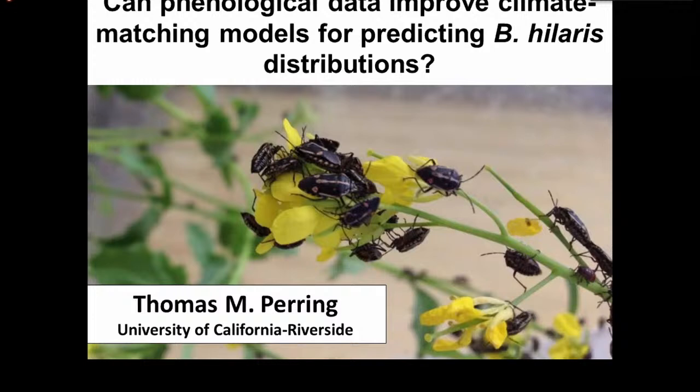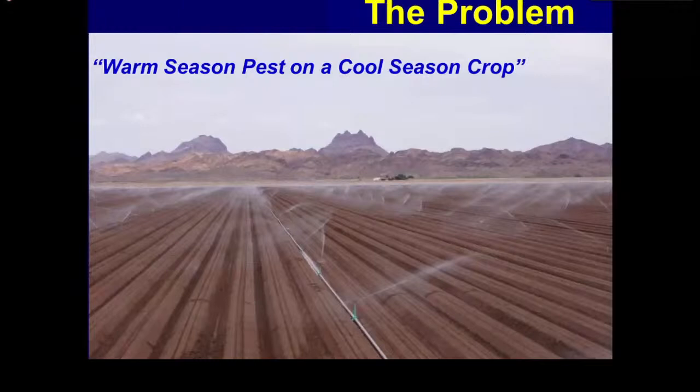I'm asking a question today from really an applied entomologist's perspective. Can we use phenological data to improve climate matching models for predicting Bagrada hilaris? Let me tell you a little about this insect. Bagrada hilaris is a warm season pest. It likes warm temperatures, but it eats crops that are cool season crops. And those are the brassicaceous crops, broccoli, cauliflower, those kinds of crops.